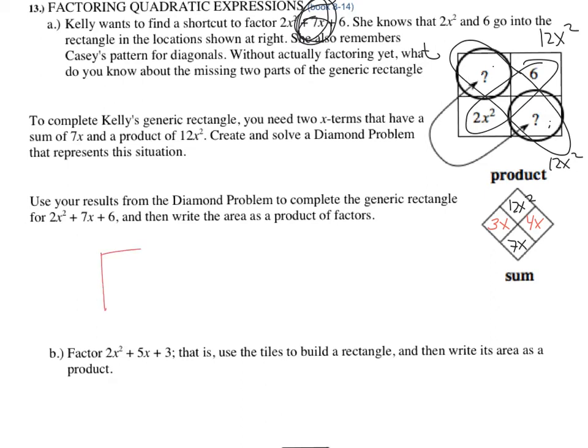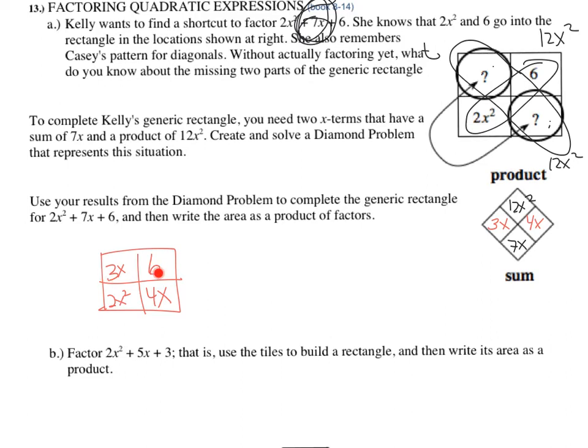So now we can fill in our generic rectangle. We know 2x squared, the first term, goes in the lower left, 6, the last term, goes in the upper right, and then our diamond problem just helped us to figure out we want 3x and 4x.